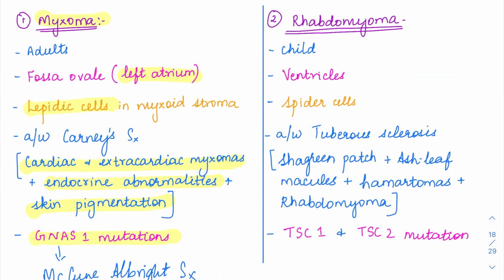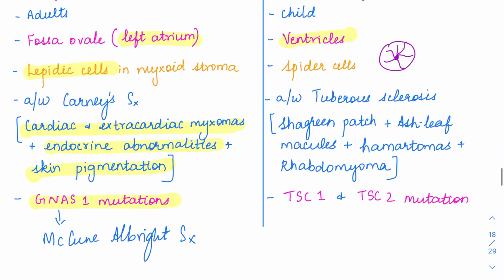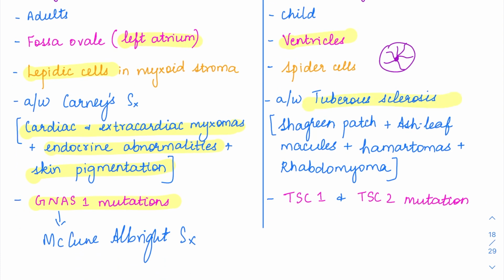Then you have the next tumor, which will be rhabdomyoma. Rhabdomyoma is the most common primary benign tumor in a child, and the location of this will be the ventricles. And here you see spider cells. Spider cells are nothing but, if this is the cell and this is the center, from the center you see some thread-like material originating and radiating towards the periphery. So it looks like a spider web. So these are called spider cells. And here it is going to be associated with tuberous sclerosis.